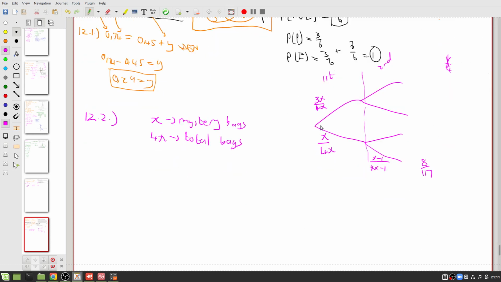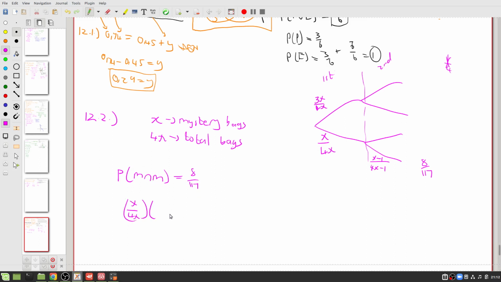Now we know that we multiply along the branch just to get to our answer there. So we'll just say this times this equals that. So the difficult part is over. Now it's just back to algebra. So let's just actually write down exactly what we're doing. The probability of getting a mystery bag and getting a mystery bag is equal to 8 over 117. The probability of the first bag being a mystery bag is x over 4x.